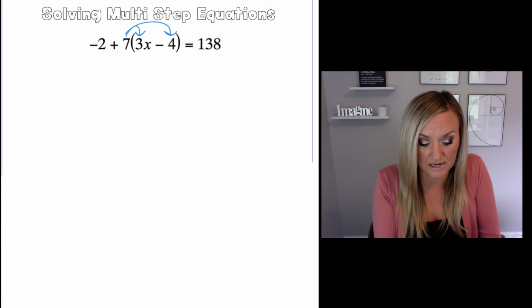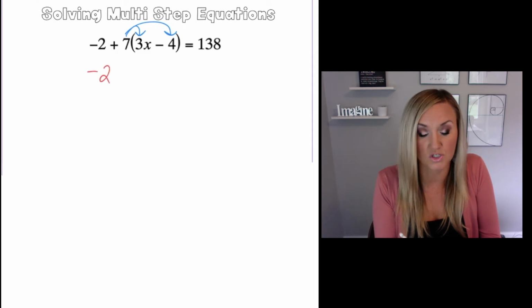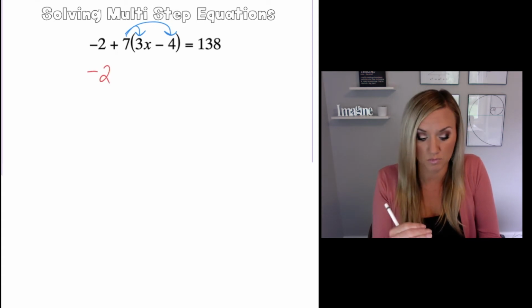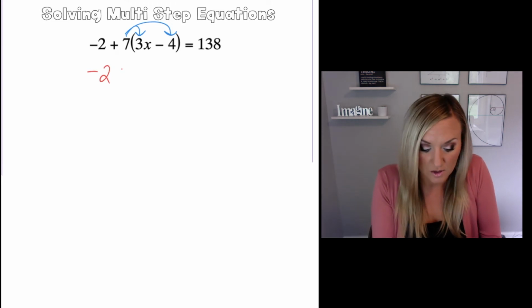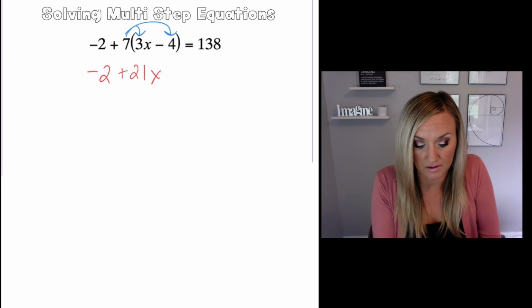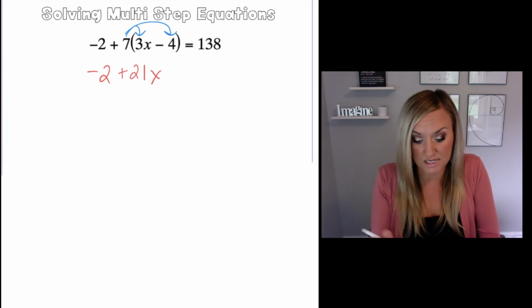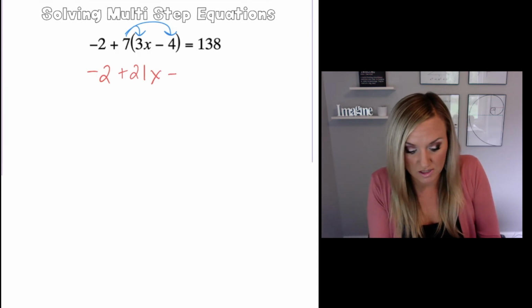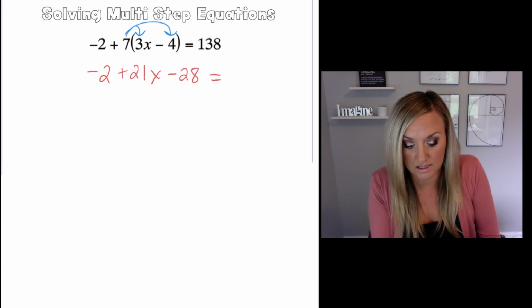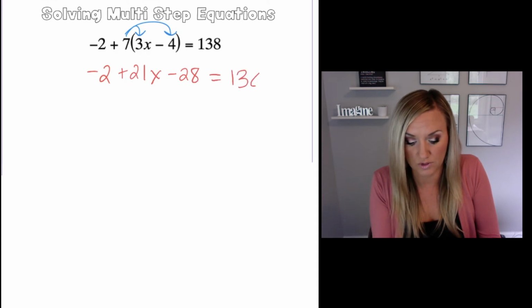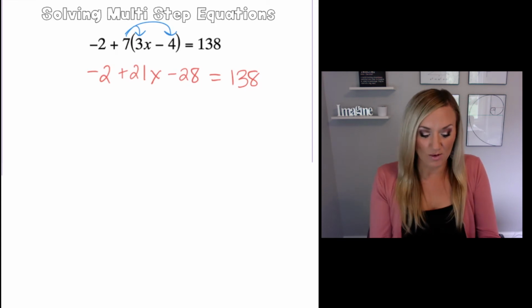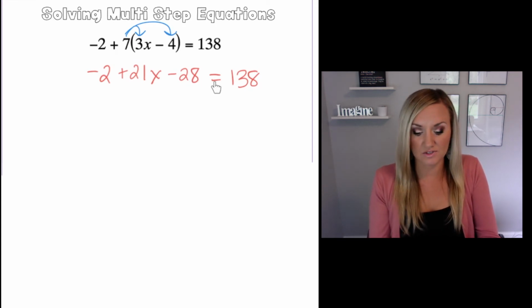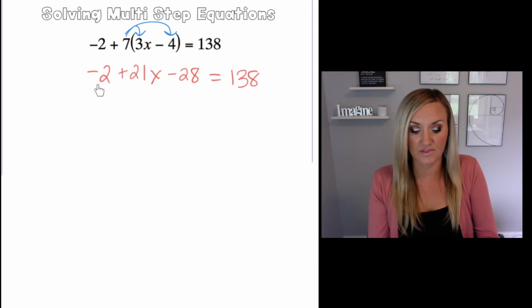I'm going to drop down that -2 because I'm not going to multiply with it, I'm just dropping it down. Then I have 7 times 3, which is a plus 21x. Then I have 7 times -4, which is a -28, equals 138.